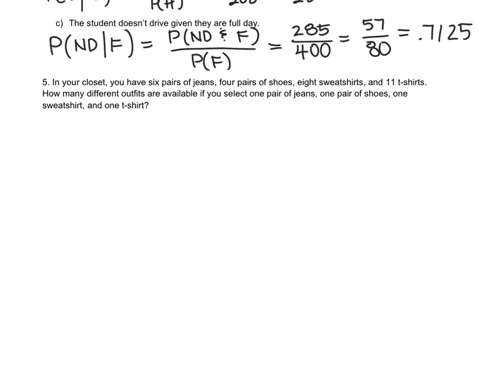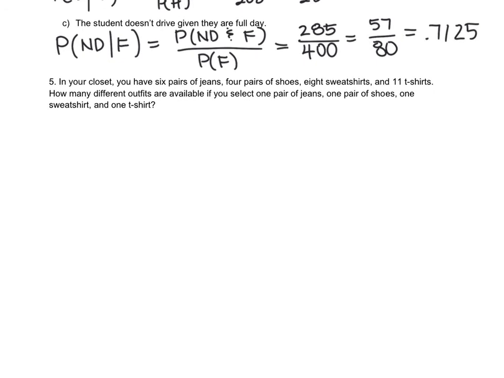So next we have in your closet that there are 6 pairs of jeans, 4 pairs of shoes, 8 sweatshirts, and 11 t-shirts. How many different outfits are available if you select 1 pair of jeans, 1 pair of shoes, 1 sweatshirt, and 1 t-shirt? All right, so we're going to choose 1 pair of jeans out of our 6, so that gives us 6 options, times the number of options for our pair of shoes, which is 4, times our options for our sweatshirt, which is 8, times our options for our t-shirts, which is 11. So 6 times 4 times 8 times 11 is 2,112.